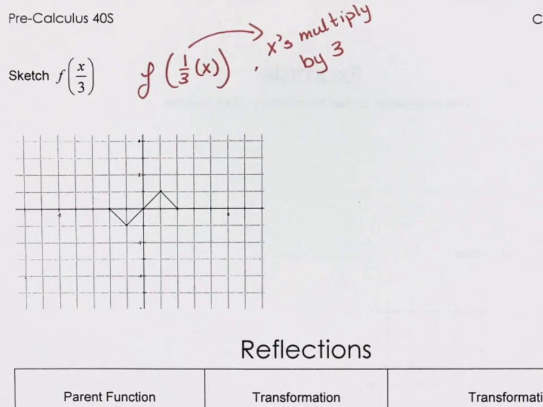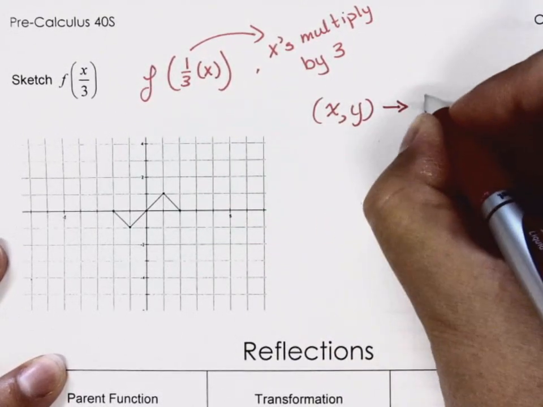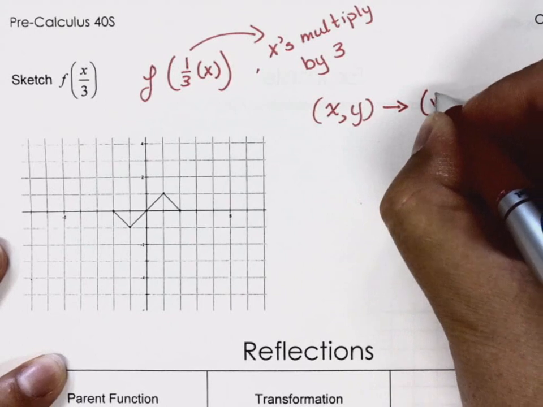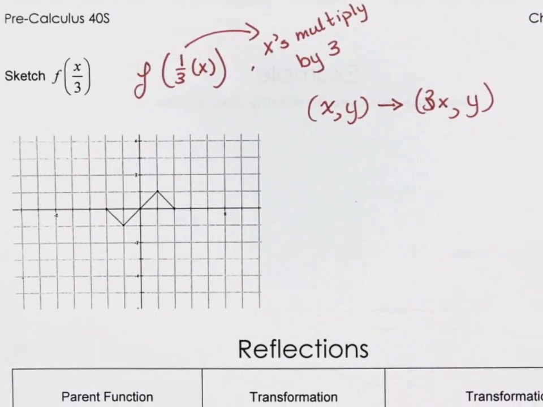The only time you wouldn't multiply by the reciprocal is when there's a mapping rule. The mapping rule tells you the actual math that you're doing. So a mapping rule for this one would be (x, y) maps to (3x, y). If you get a mapping rule, you actually do the math on the mapping rule. Mapping rules, that's why I like them, is they give us the math.